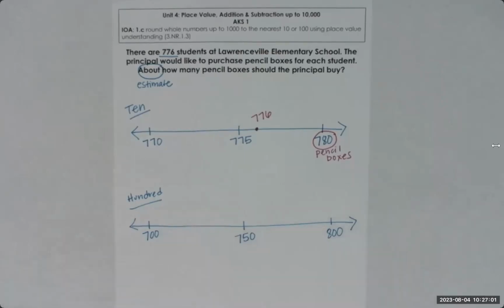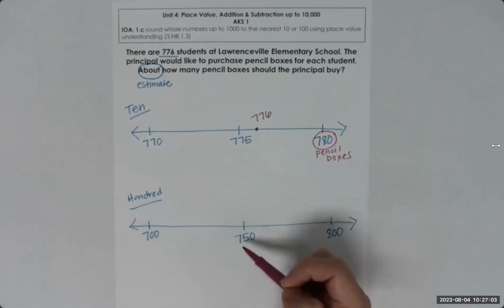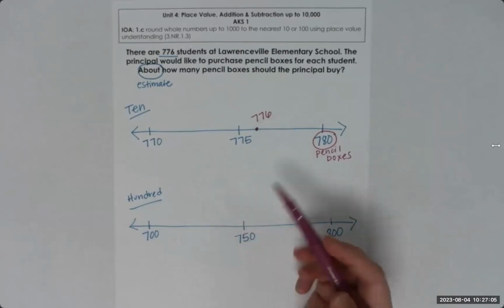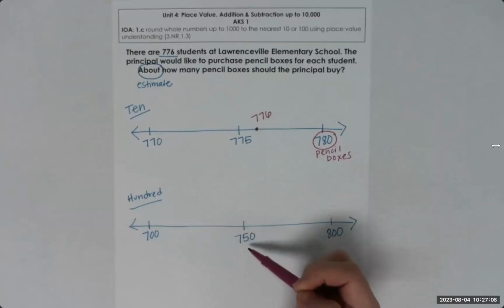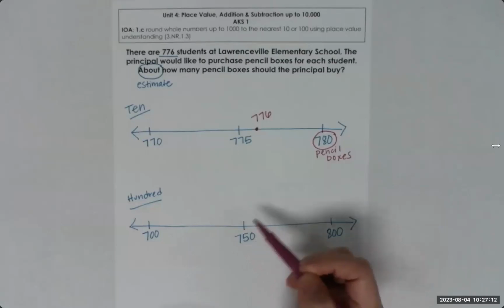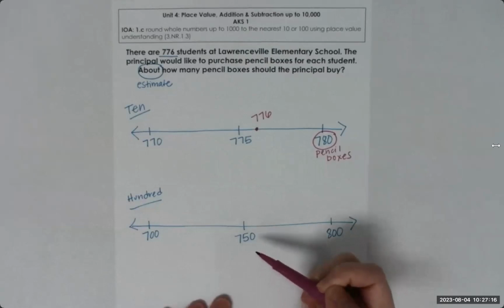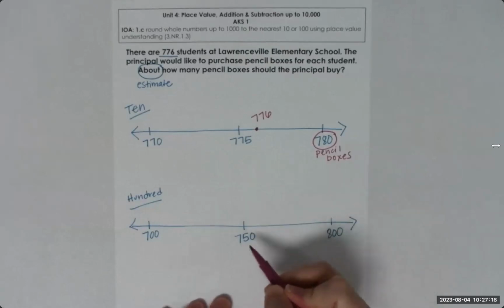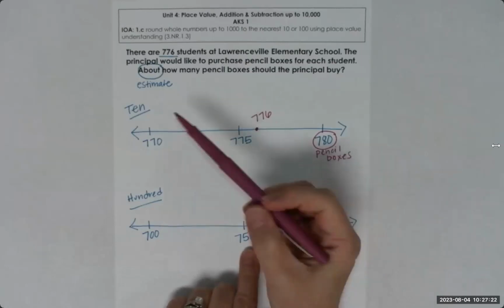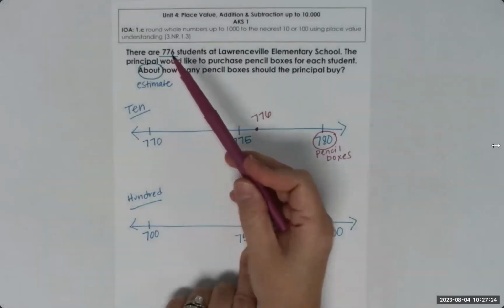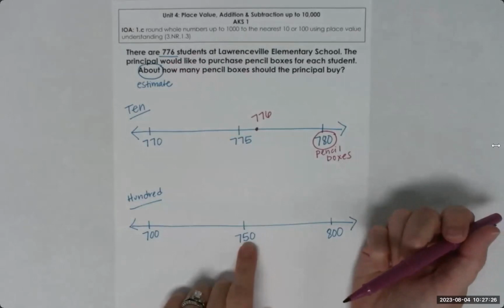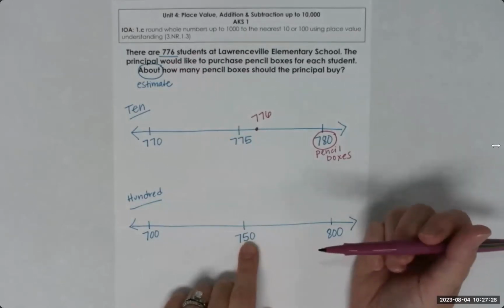So now I'm going to plot my actual number, 776. I noticed that 776 compared to 750. See how comparing numbers helps us here? I'm building on that IOA as I develop this IOA. So 750 is my midpoint. Well, I know 776 has 7 tens. That's 2 more tens than my midpoint number of 750.